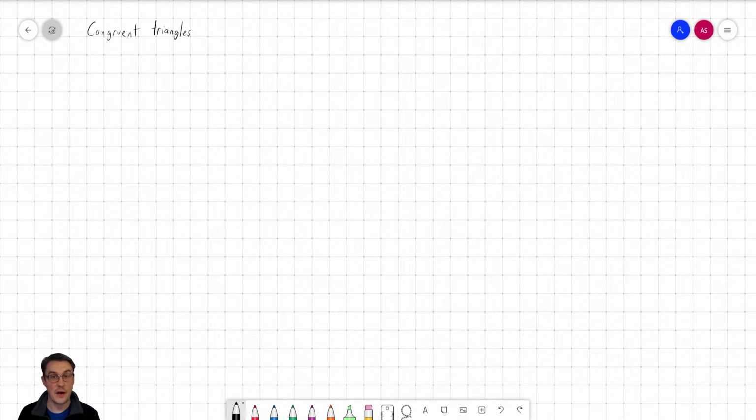Now, in the case of triangles, we can take this a little bit further. Two triangles are congruent if their corresponding sides are equal in length and their corresponding angles are also equal in measure. Often this is referred to as being the same shape and the same size.